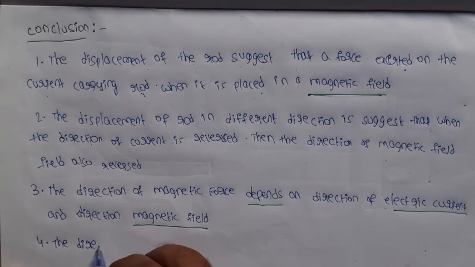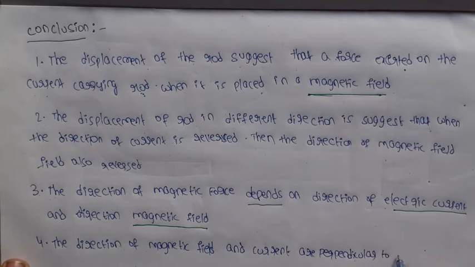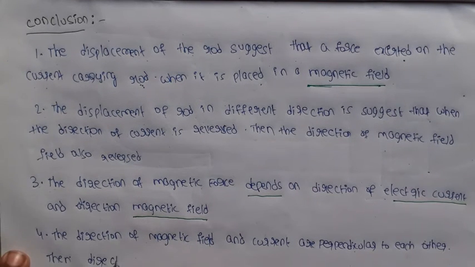Next point, if the direction of the magnetic field and current are perpendicular to each other, then the direction of the magnetic force is also perpendicular to both of them.